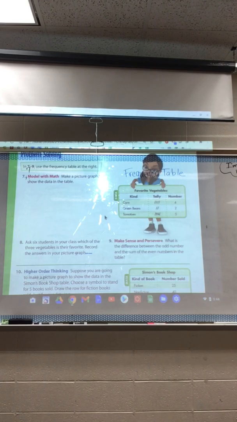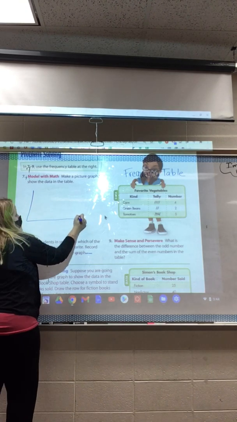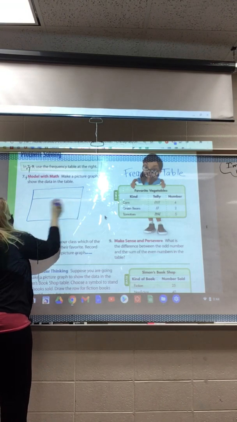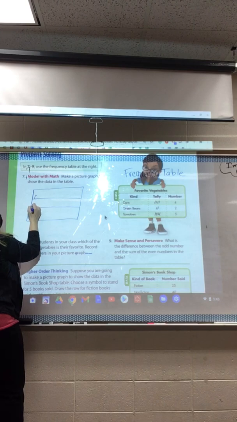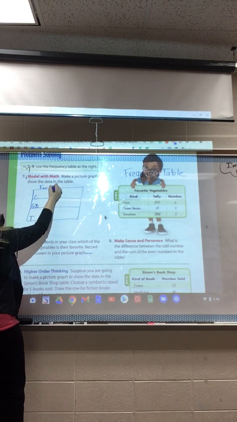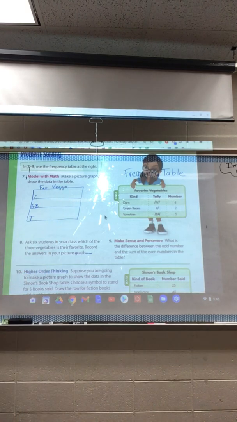Okay, so you can make any kind of picture graph here. You can decide what the key is. Remember, the key is at the bottom, and that tells our picture. Okay, so to make my picture graph, I'm going to label corn. I'm just going to put a C. Green beans, I'm going to put a GB, and T for tomato. I'm going to put veggies at the top as my title, so you can know what it is when I'm reading it.